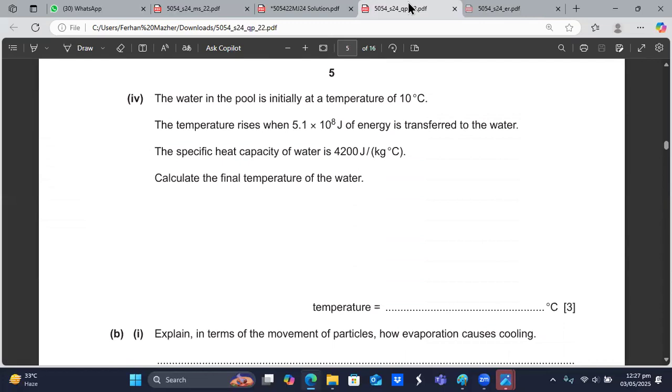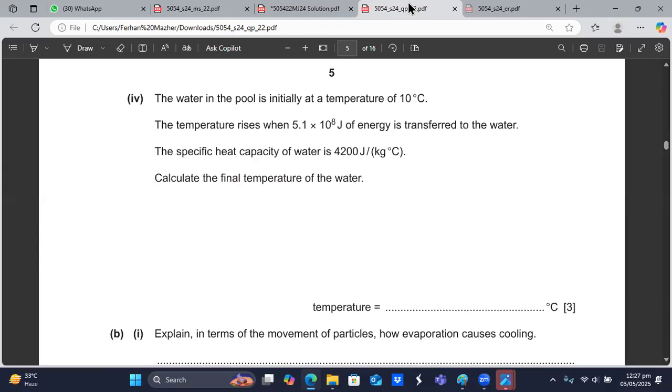Okay, now question number 2A, its fourth part. He says the water in the pool is initially at a temperature of 10 degrees centigrade. The temperature rises when 5.1 × 10^8 joules of energy is transferred to the water. The specific heat capacity of the water is 4200 joules per kg per degree centigrade. Calculate the final temperature of the water.